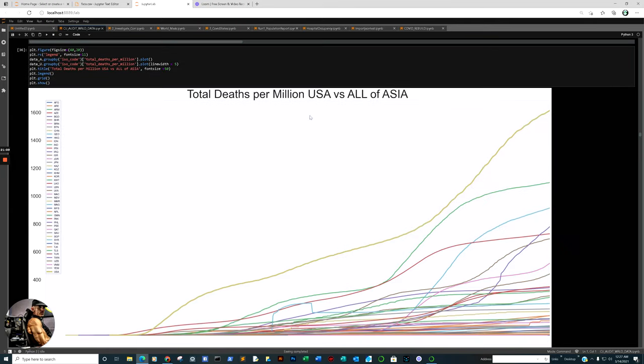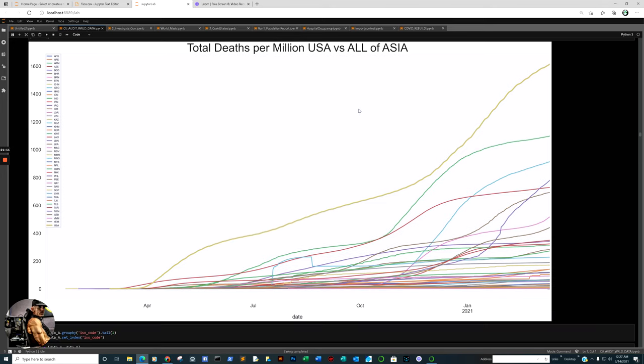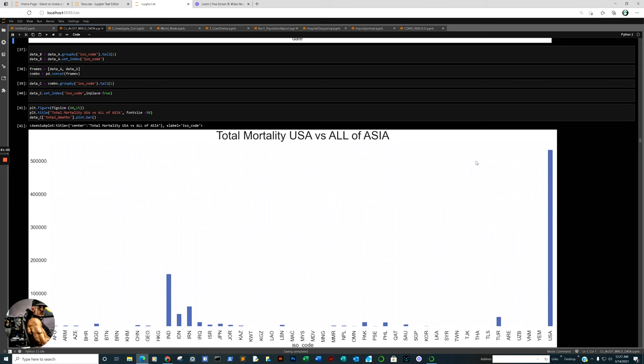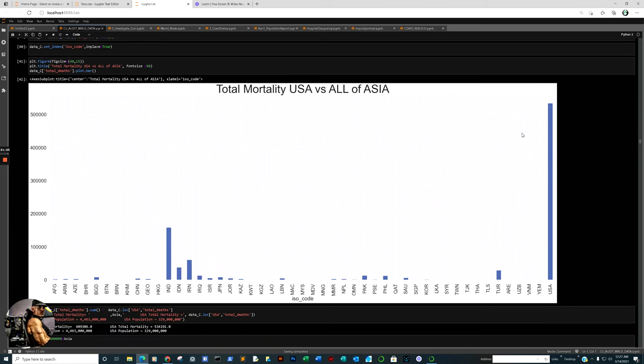So here we go. Total deaths per million, USA versus all of Asia. Again, Armenia is usually our closest competitor in that level, unfortunate competitor in that level. And we can go down. Total mortality, USA versus all of Asia. Now, again, before we look at the population, that's India. That's USA.